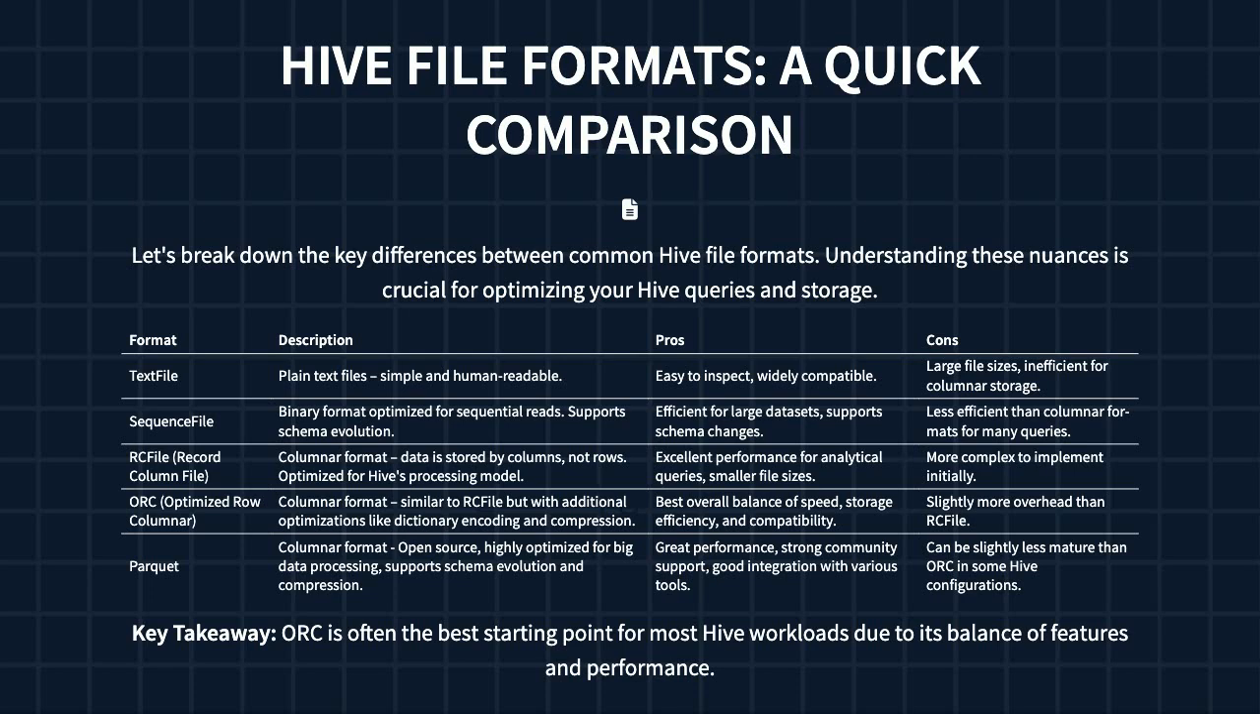Then we have ORC, which is another columnar format and often considered the best overall choice because it's highly optimized for Hive. And finally, Parquet. It's also a columnar format and gaining popularity due to its open source nature and excellent performance.